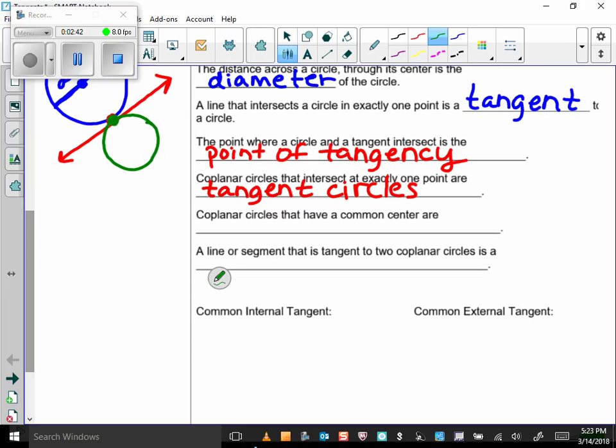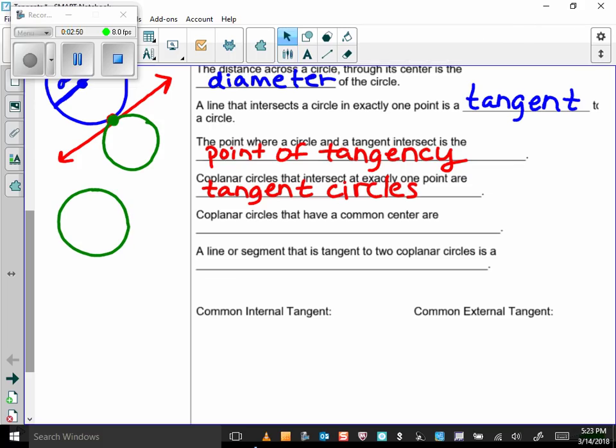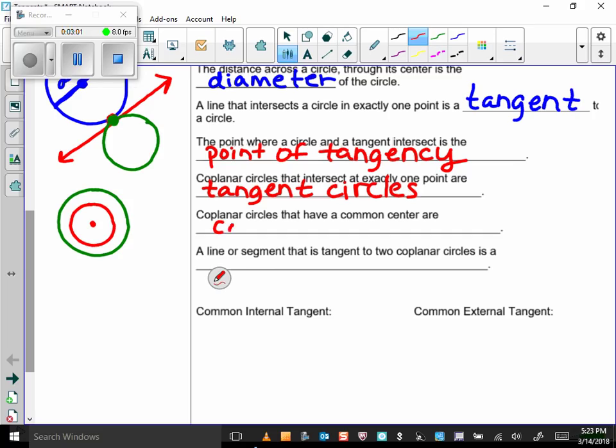Coplanar circles that have a common center. So let's take this. Here's a circle. And if we draw a coplanar circle that has the same center, then we call those concentric circles. Concentric circles, coplanar circles that have a common center.